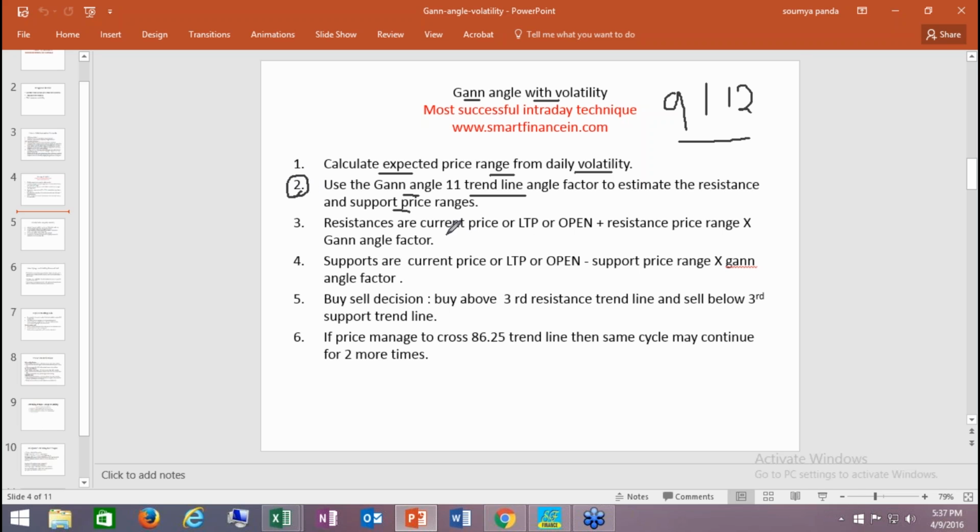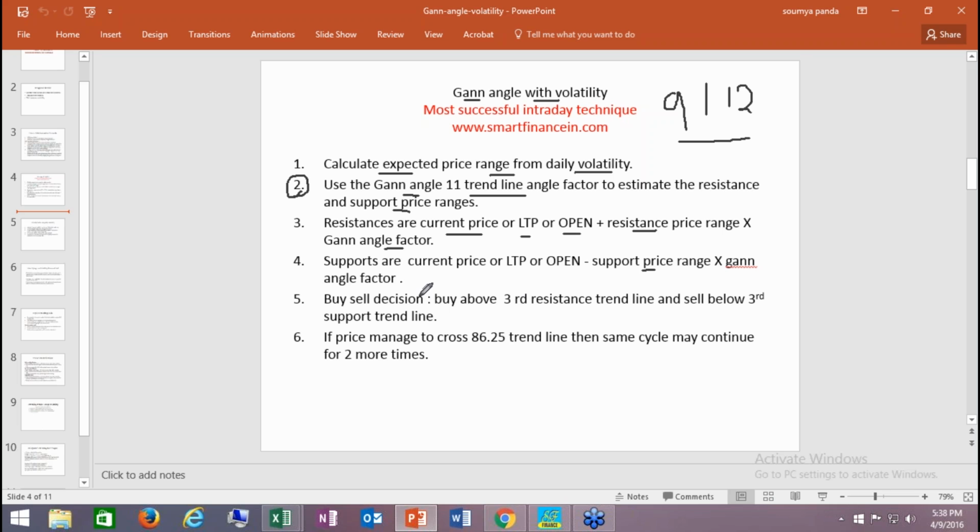Once we have found these resistance and support price ranges, we have to take a reference price point from where we will do our calculation. The reference price point will be the current price or the last traded price or the opening price based on the market behavior, added with the price range multiplied with the Gann angle factor, which gives the resistance. Support will be calculated from the same reference point used in the resistance, either current price, last traded price or open price, subtracted by the price range multiplied with the Gann angle factor.